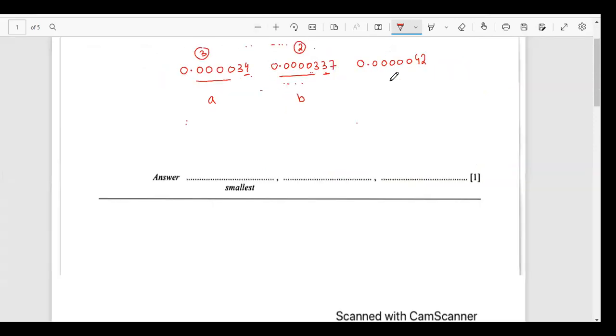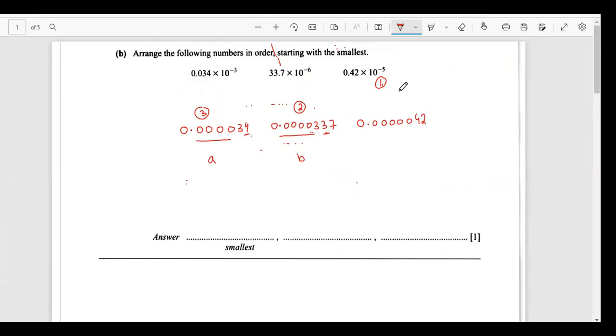Okay. So once we are done with the easy understanding of it, next I am just supposed to write down the actual numbers, not what I did for my understanding. Okay. So it would be 0.42 multiplied by 10 to the power -5. Then it would be 33.7 multiplied by 10 to the power -6, and it would be 0.034 multiplied by 10 to the power -3.